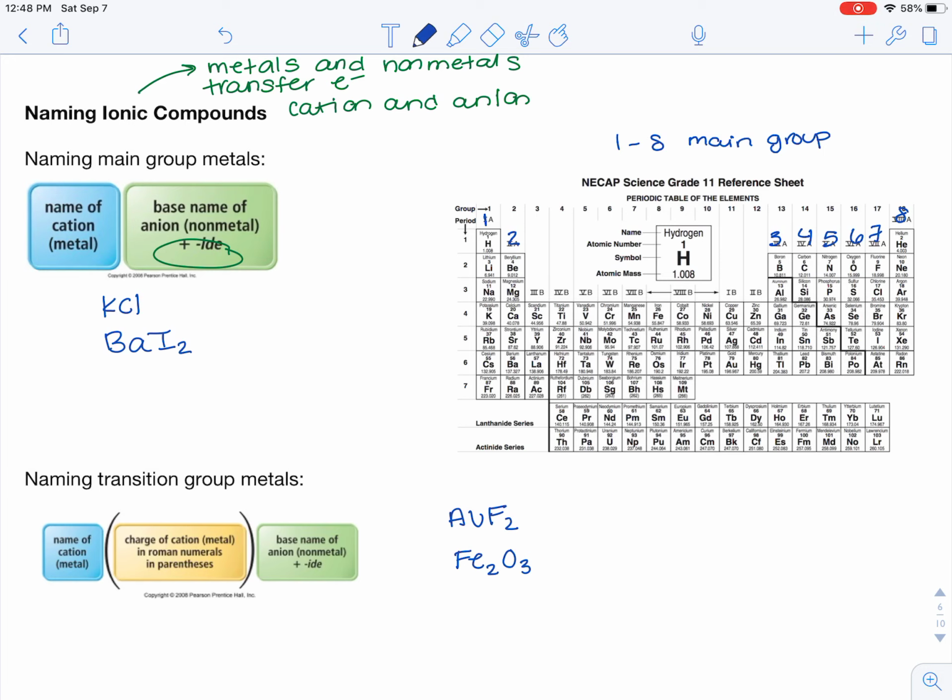the charge. So let's see, KCl. So you have K and then Cl. So you have just a main group metal and a non-metal. So you would name that potassium chloride, ending the name to "ide" at the end.